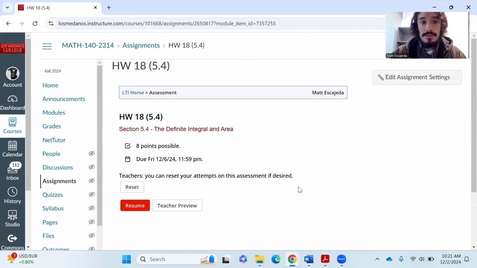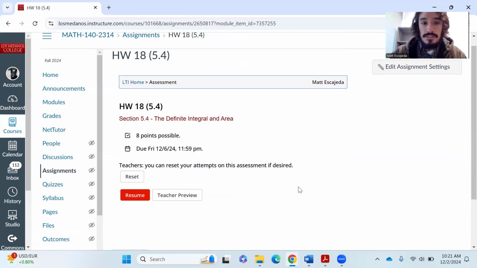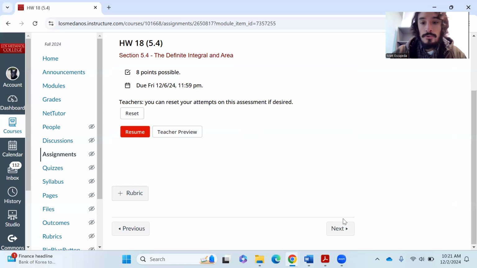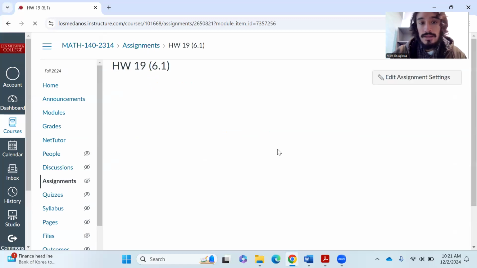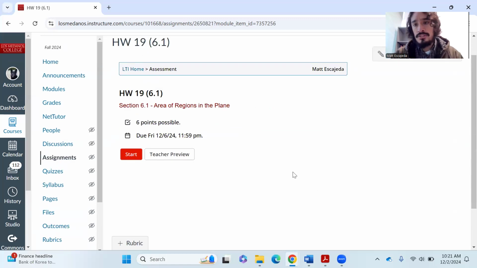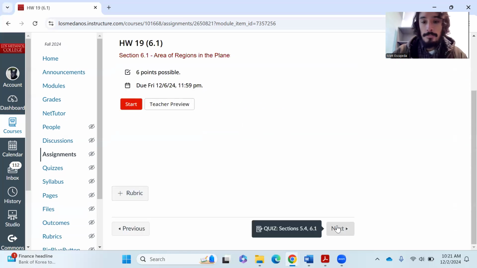And the XYZ assignments, our last XYZ homework assignments. Our final will be an XYZ exam, but for homework assignments, these are our final XYZ homework. So homework 18 is for 5.4 and homework 19 is for 6.1. Just a couple questions each, and go ahead and complete those by this Friday.